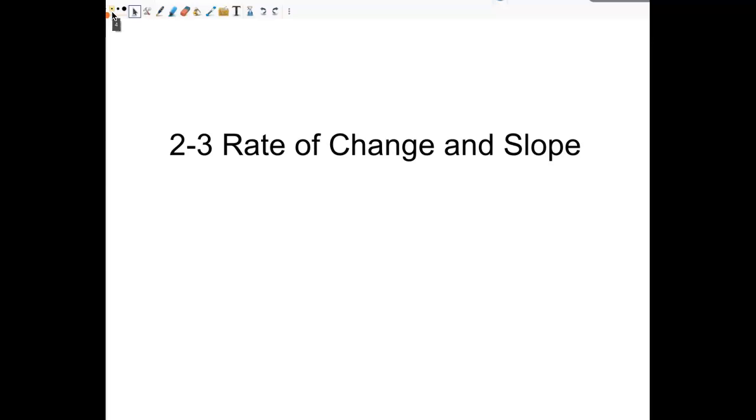Okay, so we are looking at section 3 of chapter 2 today. We're jumping around a little bit because the order of our textbook isn't very cohesive. So I like to do section 3 before section 2. Section 3 is about rates of change and slope.